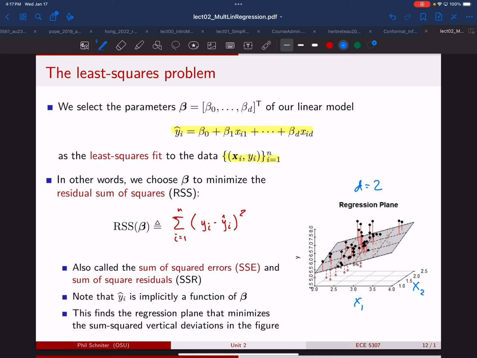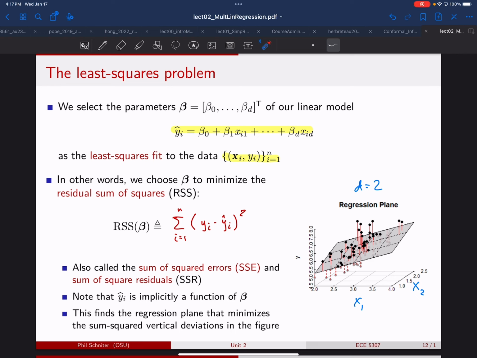And so now the plane has basically 3 degrees of freedom. You can shift it up and down. That's controlled by beta 0. You can tilt it along the x1 axis, change the slope on the x1 axis. That's controlled by beta 1. And then you can also do this along the x2 axis. That's controlled by beta 2. So 3 degrees of freedom in this case.